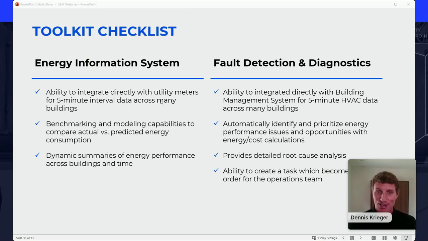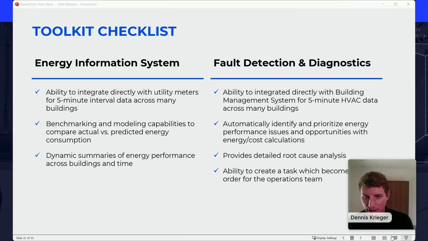And then the toolkit checklist on the right here, fault detection and diagnostics. Now we're shifting into data from the building management system, so all the HVAC equipment. You should have an automated and prioritized list, that action plan that aligns with what we're trying to do in SEM. You should be able to open that up and get to a root cause very quickly. And you should be able to act on that information, even to the point where you're automatically creating work orders across your team. So hopefully I'm going to hit on all these checks. If I don't, yell at me in the comments or ask a question.